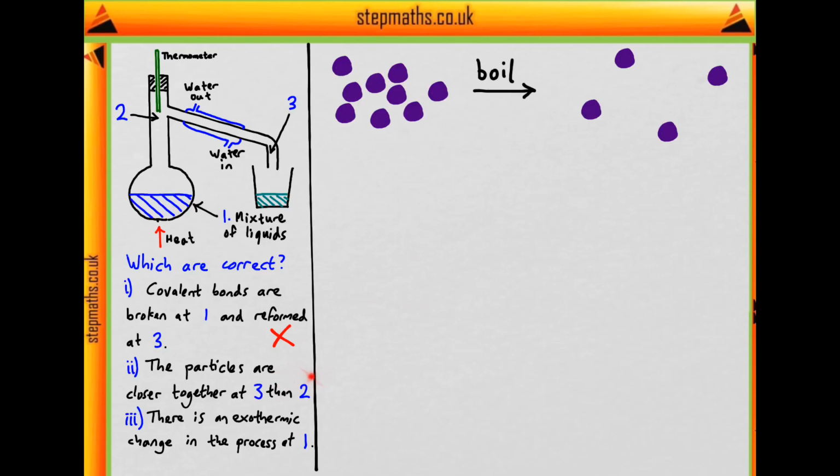Next, statement 2 tells us the particles are closer together at 3 than they are at 2. Is this correct? Well, what's 2? 2 is when it's in the gaseous state, and 3 is when it's condensed back into the liquid. So 3 to 2 is the reverse of this process, where we're condensing the gas. So we can see by inspection the particles are far closer together in a liquid than they are in a gas. So statement 2 is correct.